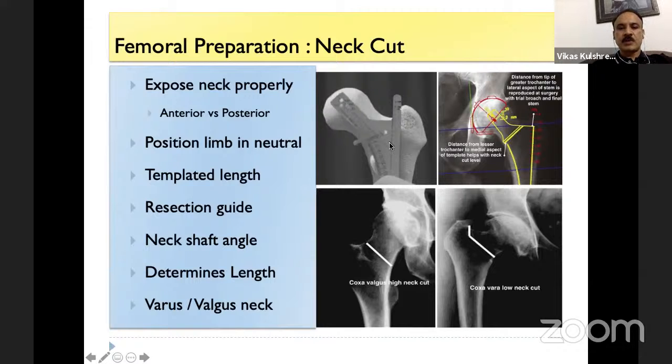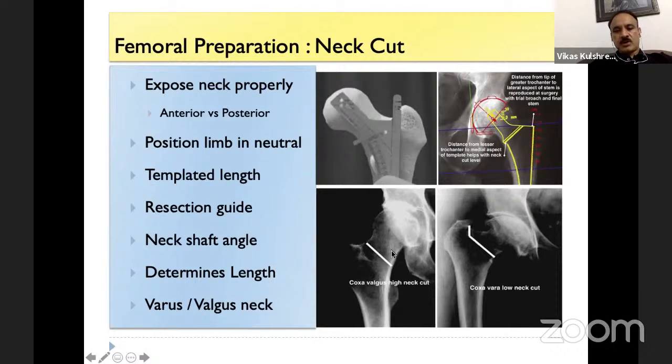So these things you need to keep in mind and expose your neck well, whether it is an anterior or posterior approach. The popular approaches are mainly posterior and the anterolateral. The direct anterior ones are a little more difficult and sometimes even need a specialized table to expose the proximal femur. What we need to understand is that whatever approach we are using, we should know what landmarks are clearly visualized in these approaches. Position your limb in neutral when you are marking your cuts. You can use a resection guide if you want. The neck shaft angle can be determined by the guide, and determine the length of the cut which you had templated. The cut also needs to be determined by the offsets.